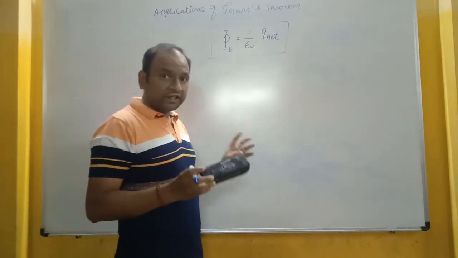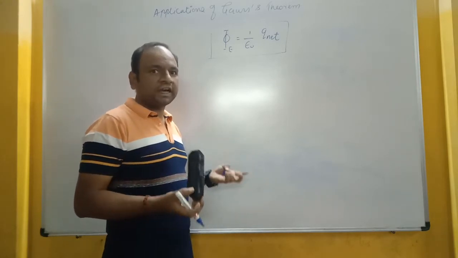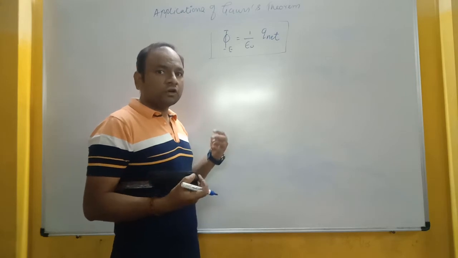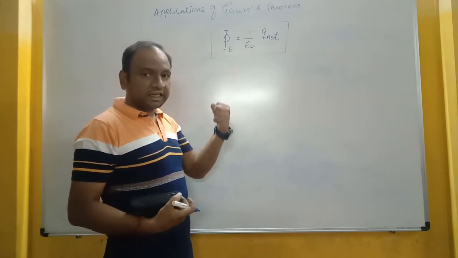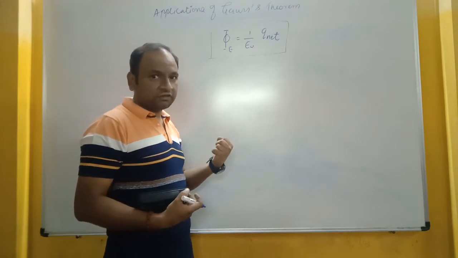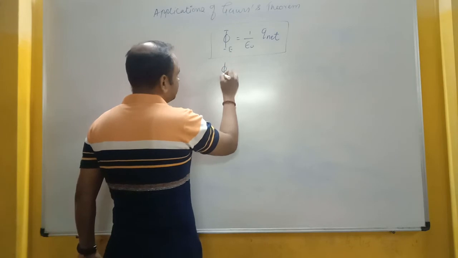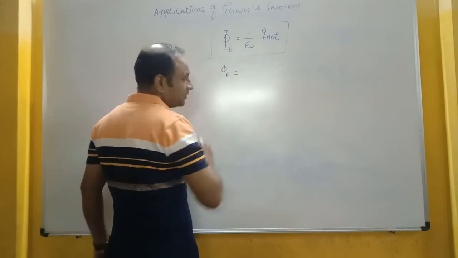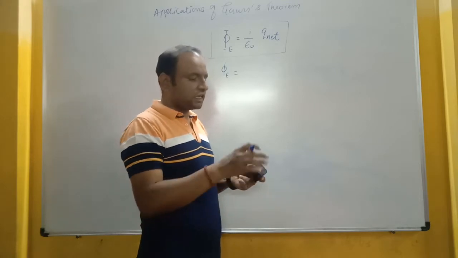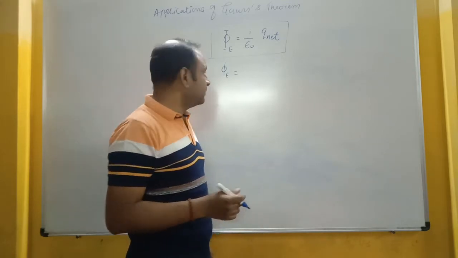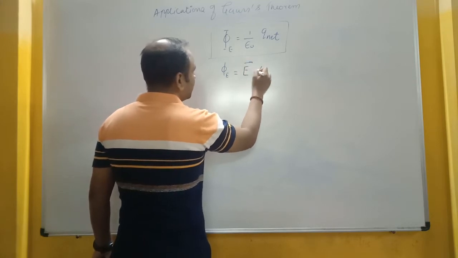What we require here is the closed surface, and we call that closed surface the Gaussian surface. This charge should be enclosed inside that closed surface, inside that Gaussian surface. And from the definition of this flux phi E, which is the measure of the number of field lines passing through a surface when that surface is kept normal to the electric field, this phi E is equal to E dot A.